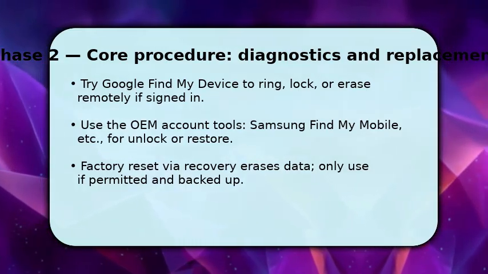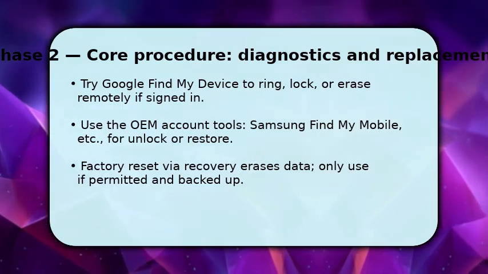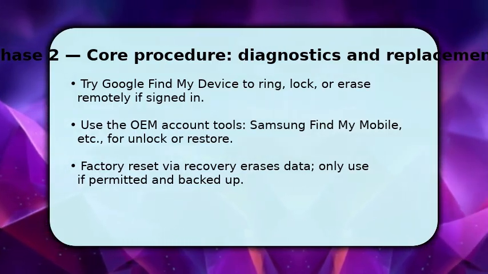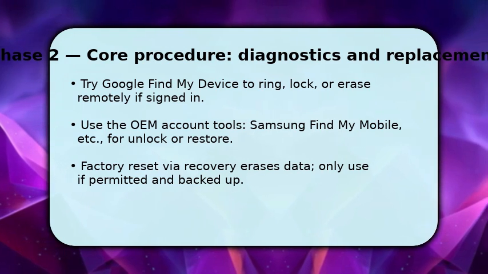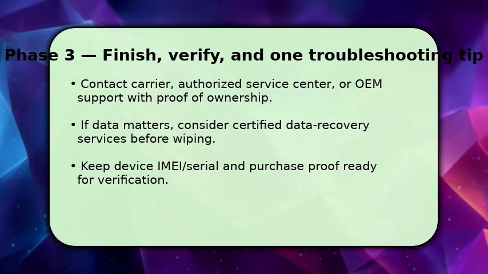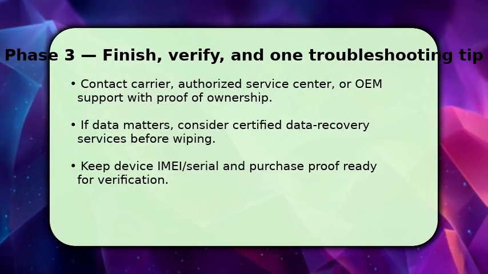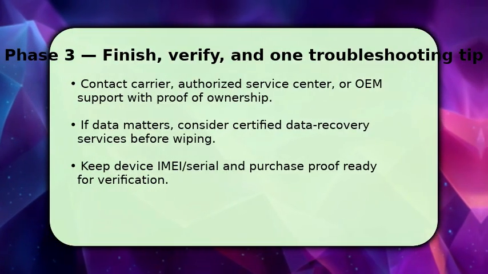If those fail and you accept data loss, a factory reset from recovery mode will restore access. Make sure you understand that erasing removes personal data. So if account recovery and manufacturer tools don't work, contact your mobile carrier or an authorized service center with proof of ownership. They can advise next steps without violating security.